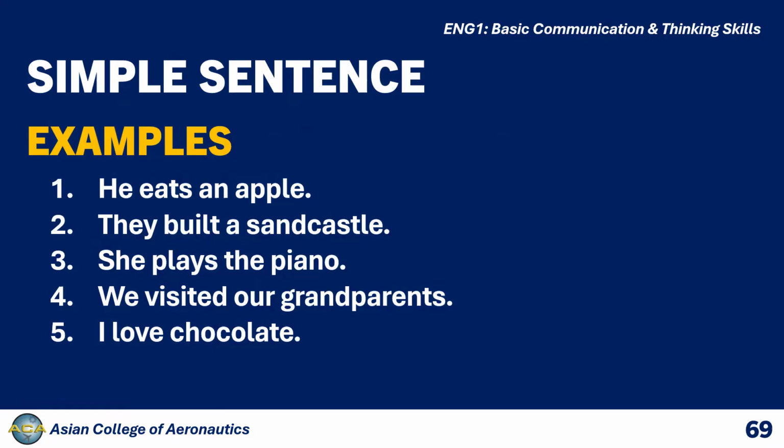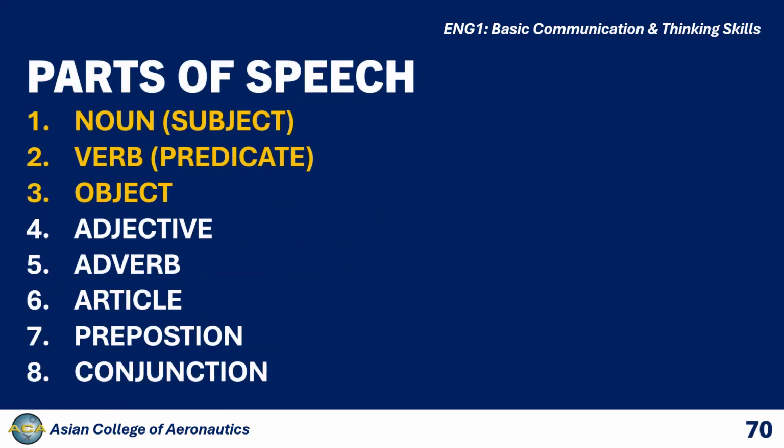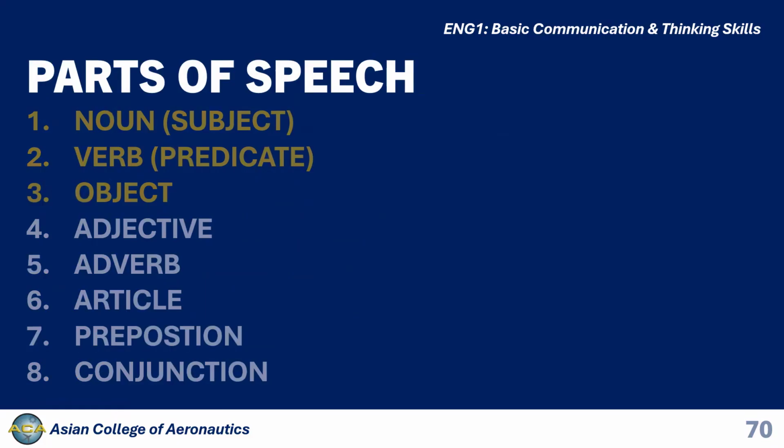We visited our grandparents. We, the subject or the noun, visited the verb, grandparents would be our object. And same thing with I love chocolate. Okay? Now we are down to the noun, verb, object. Let's proceed to the adjectives and adverb, okay, to add more detail in a sentence.